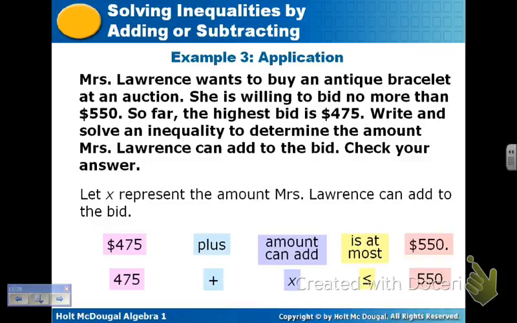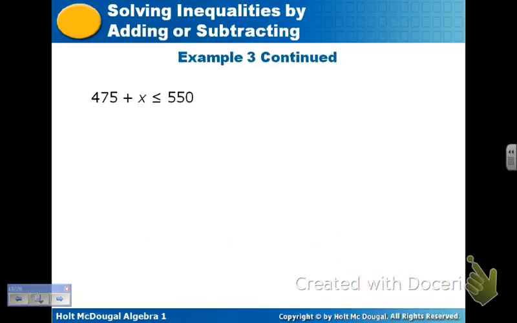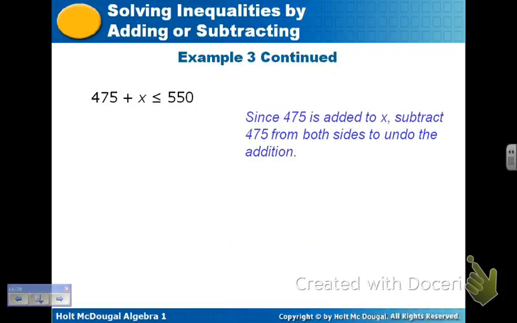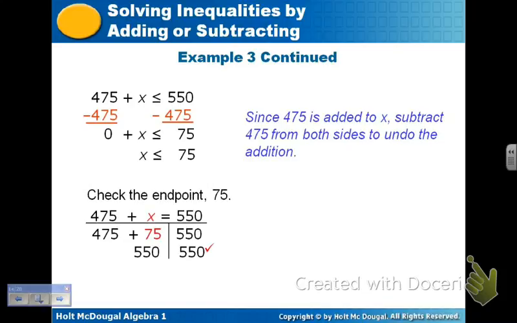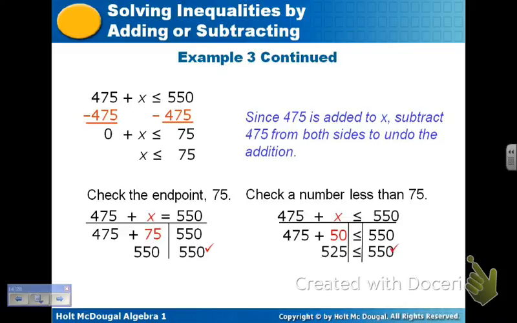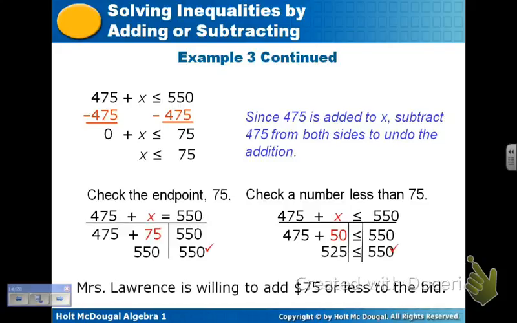So our plan here is $475 plus the amount can add, X, is at most $550. All right, and then solve. Subtract 475 from both sides, and you have X is less than or equal to 75. So they're checking the endpoint. Looks good. Checking a number that's less than 75 to make sure we get a true statement. Yes, we do. Mrs. Lawrence is willing to add $75 or less to the bid.